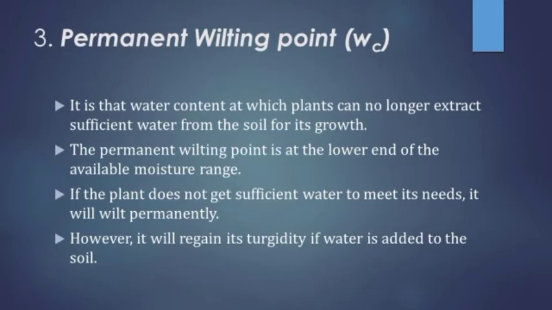Third one, permanent wilting point, WC. It is that water content at which plants can no longer extract sufficient water from soil for its growth. The permanent wilting point is at the lower end of available moisture range. Okay, suppose the permanent wilting point is 10%. If the moisture content of that soil goes below 10%, the roots cannot acquire water from the soil. It's that simple. So permanent wilting point is the low point of moisture content below which roots cannot acquire water for its growth.